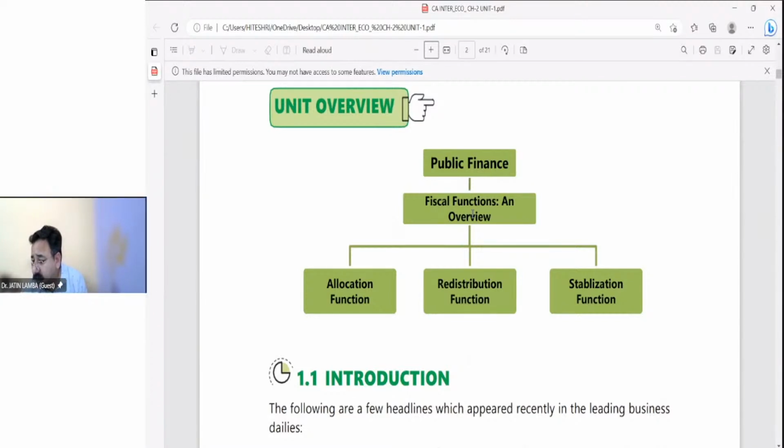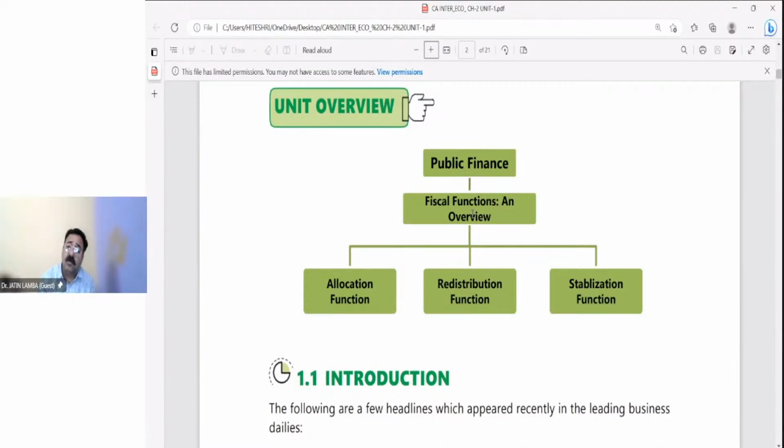See, Krishna, what is public finance? Public finance is basically the finance raised and spent by the public. Public means government. Whatever the sources of income of the government, it raises funds from income from taxes and fines, penalties, interest, dividend, right? And this income the government spends, where does the government spend it? It spends it on development activities, on welfare activities, right?